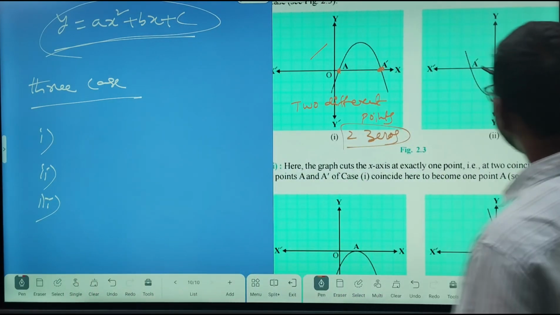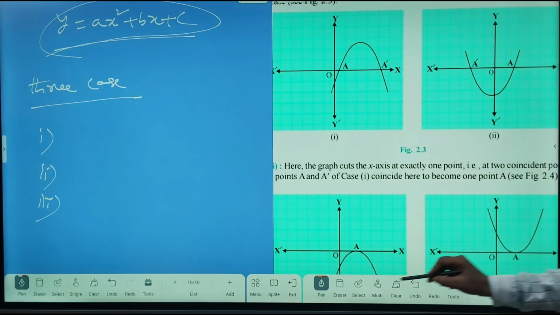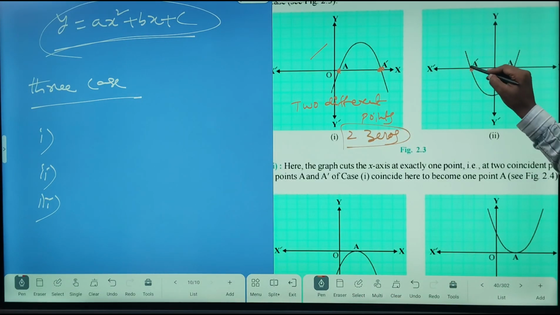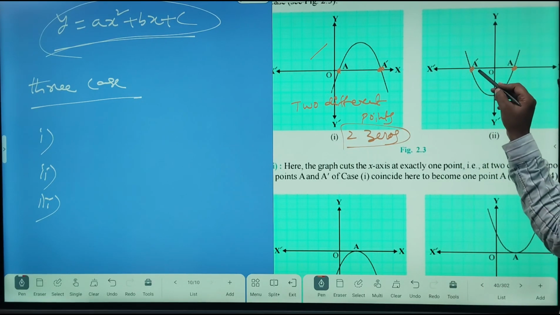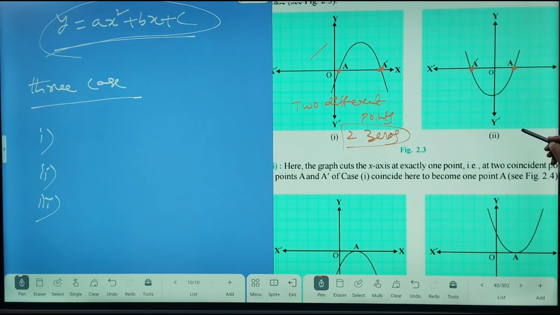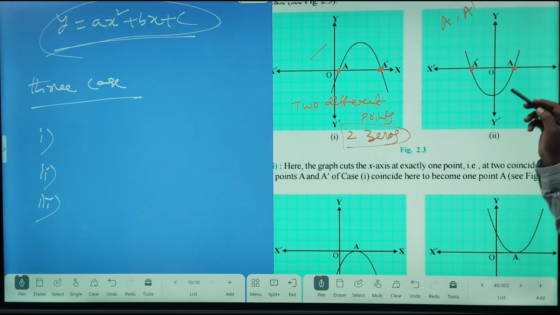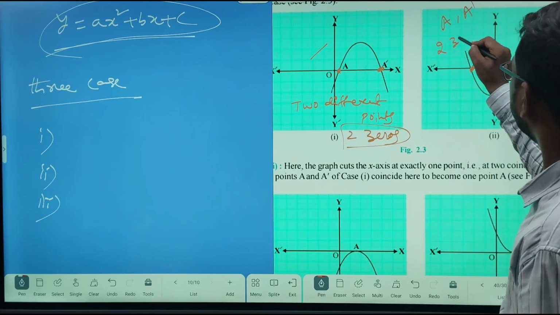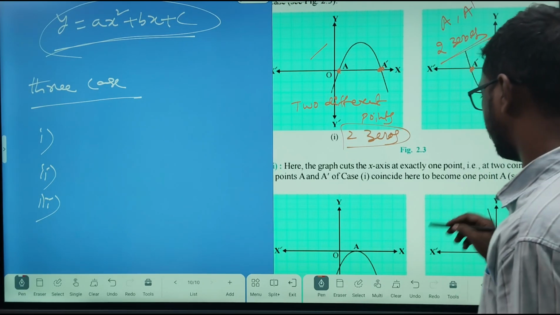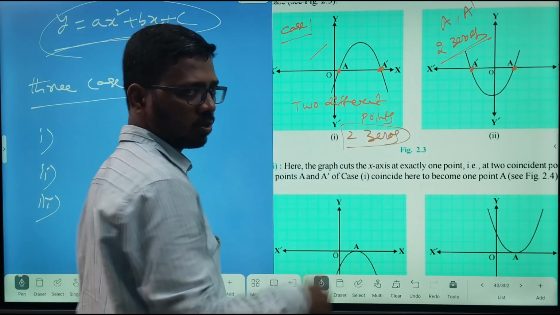Here also it is a U-shaped curve, for the quadratic polynomial. For this U-shaped curve, it touches the x-axis at 2 different points, this and this one, A comma A dash. 2 different points means 2 zeros it will have. It also has 2 zeros in this case. This is the first case actually. Case 1. Both are case 1.